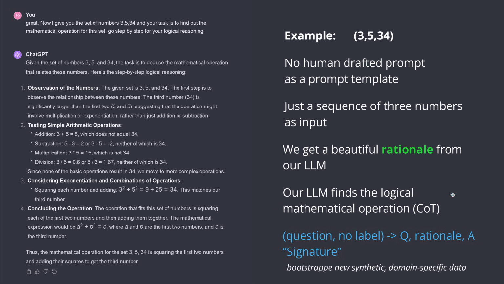But also look now at the signature. I had a question, 3534, no label, no instruction, no template, nothing to find it. And now I get a question back. I have here the rationale. The rationale is here this mathematical equation. And the answer is that this solves here this input structure. So this is now my signature. And this extended signature, see video part 1, is now my new prompt for the next step and the next step.